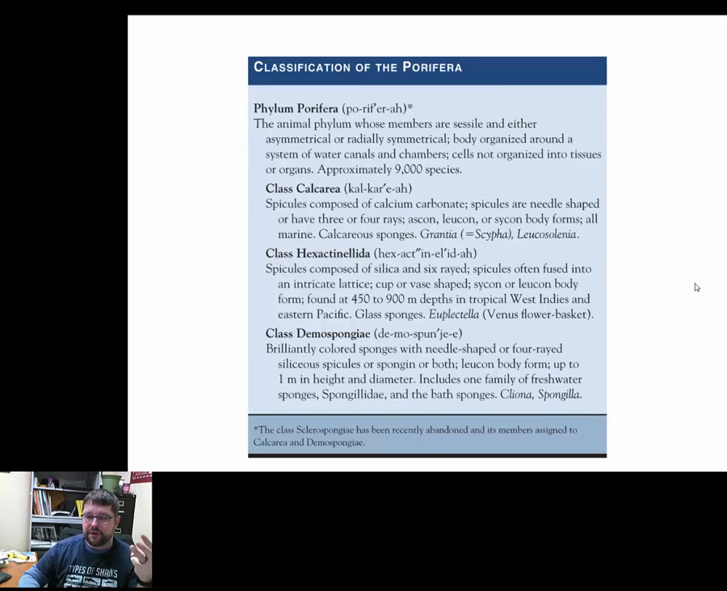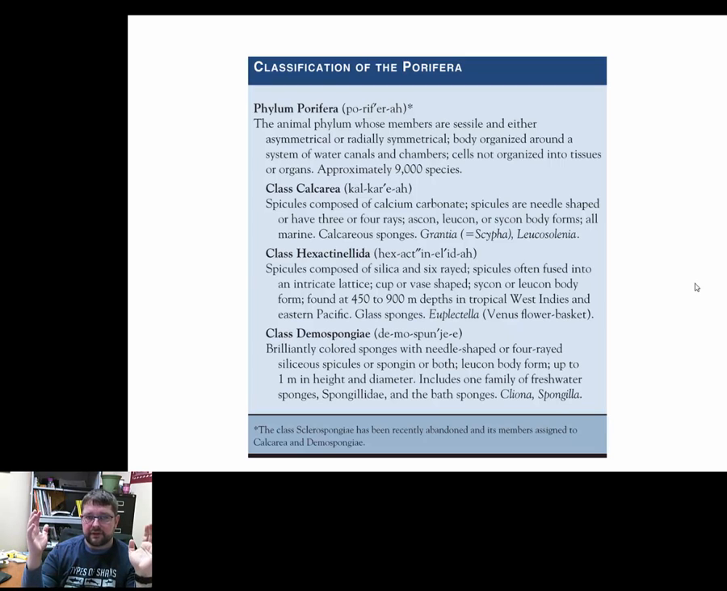Alright, three main classes. Now there is some fluctuation in this. There used to be a class called Sclerospongia, which has been moved into Demospongiae. There is a new proposed class that would add a fourth class to Porifera. It's not widely recognized yet, but it might be a legitimate class.